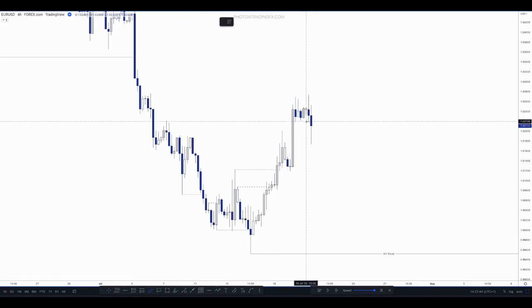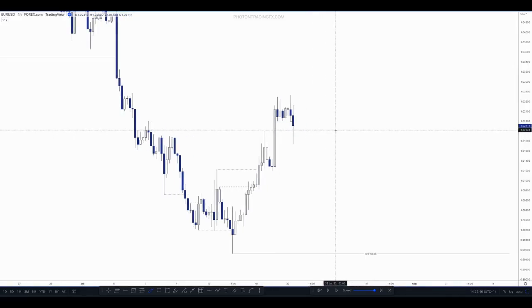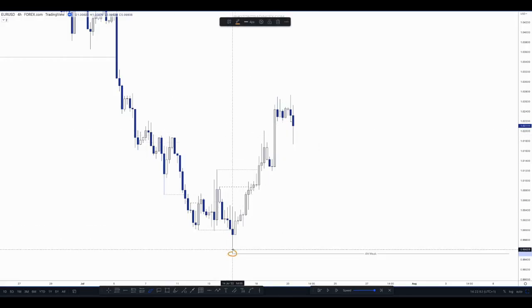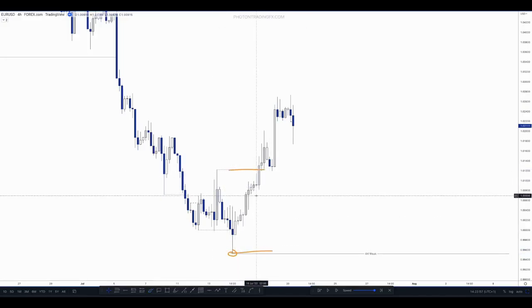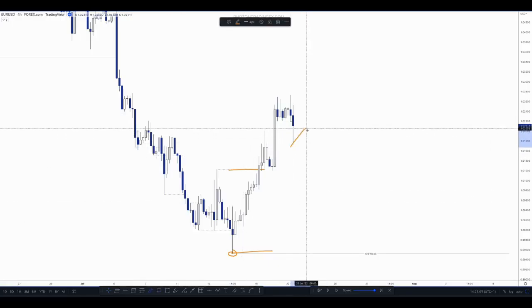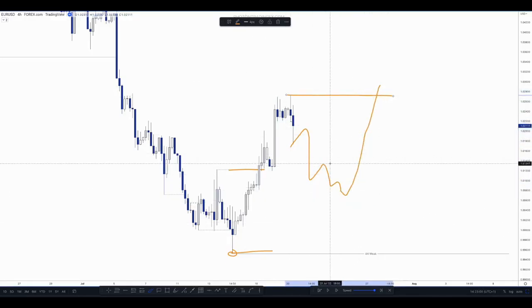A change of character, which we eventually got over here. So now what is the expectation? Now the expectation is that we're going to get that internal pullback. But remember, this is our internal low, right? Because this is the low that took out the high. Just delete the chalk here, just keep it a little bit clearer. Okay, so now what can happen is price can pull back, but from an internal structure perspective, we expect that this low will not be broken and we'd expect it to continue to take out that high, okay?